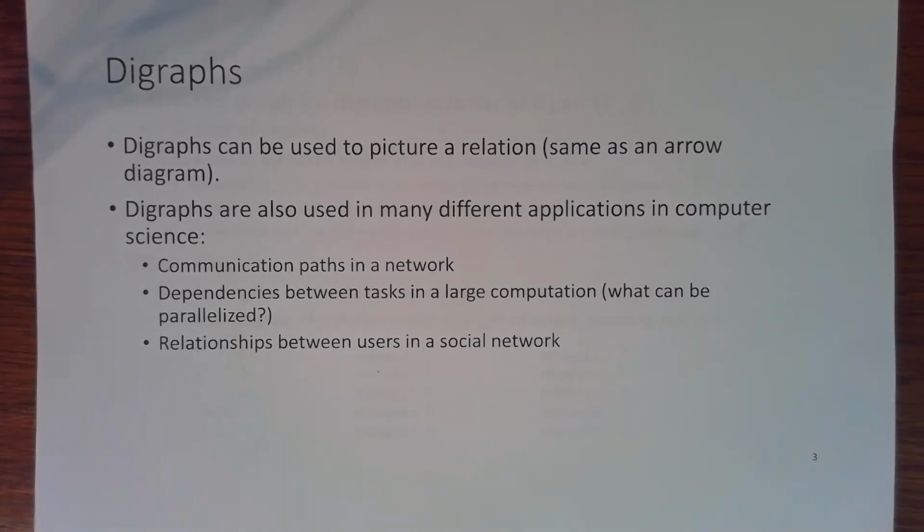in a large computation system. Also, we can look at a social network, and we can look at the relationships between the users in a social network, where the people or the users would be represented by the vertices and the relationships would be the edges.